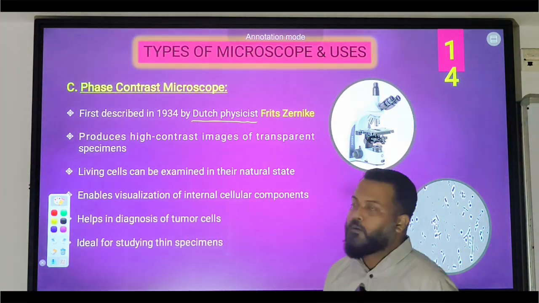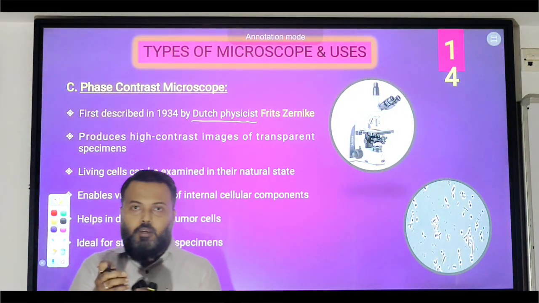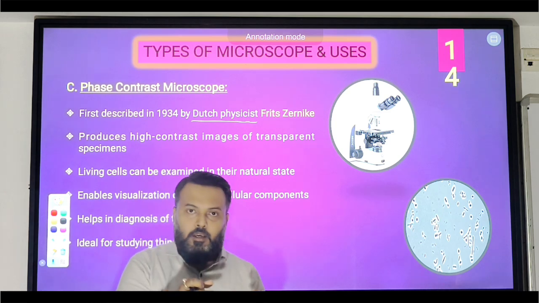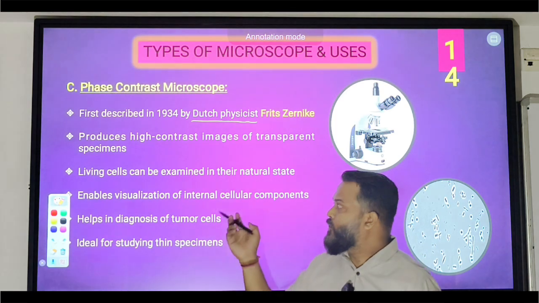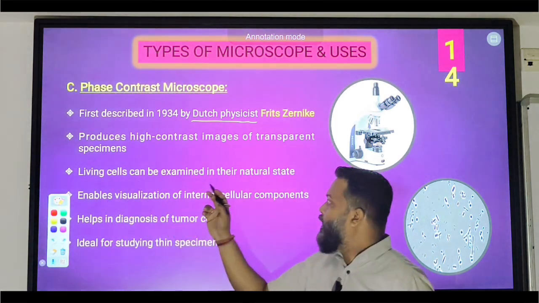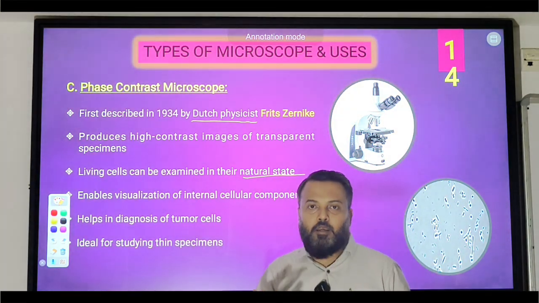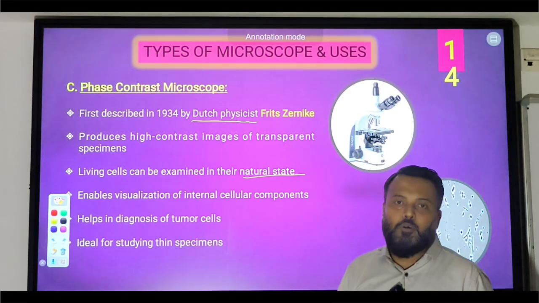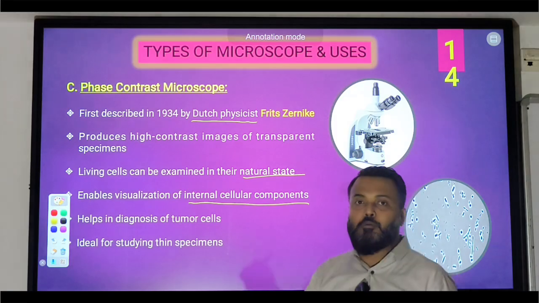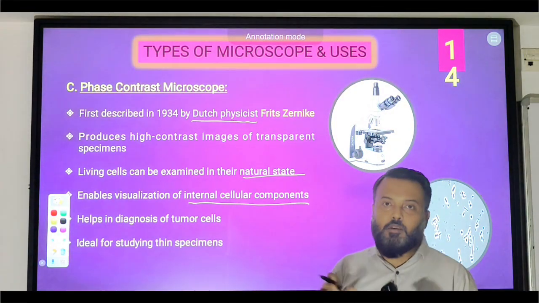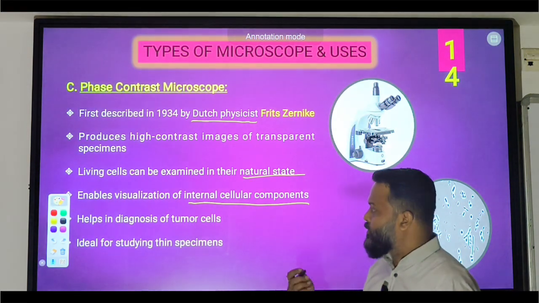Living cells can also be examined in their natural state. For example, there may be bacteria which are still moving in a sample, but you cannot visualize them in a normal microscope. With a phase contrast microscope, you can see the living cells examined in their natural state, that means whatever natural state they currently exist in, you will be able to visualize. It also enables visualization of internal cellular components, so whatever the internal cellular composition is, you can visualize that to some extent.